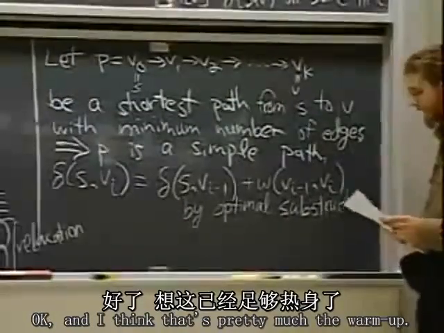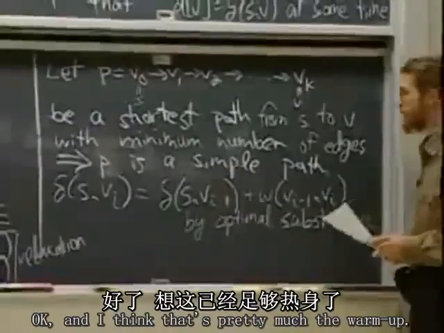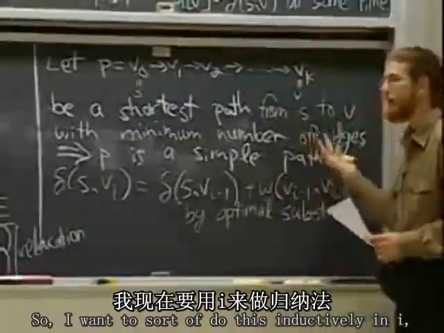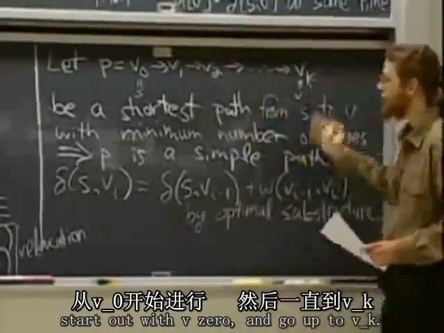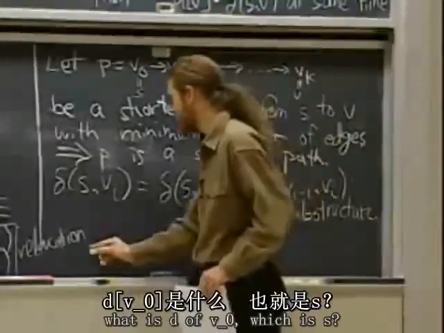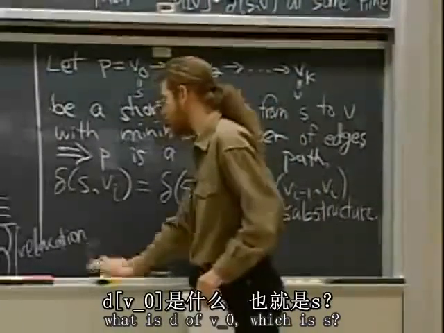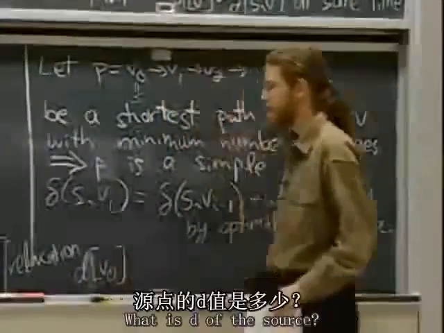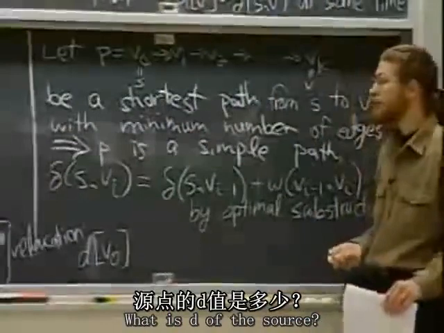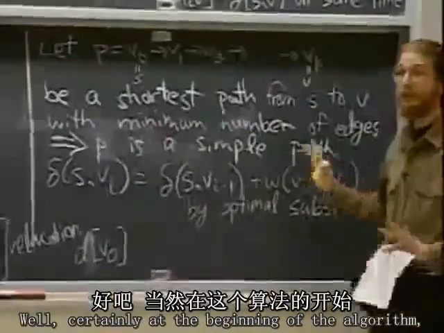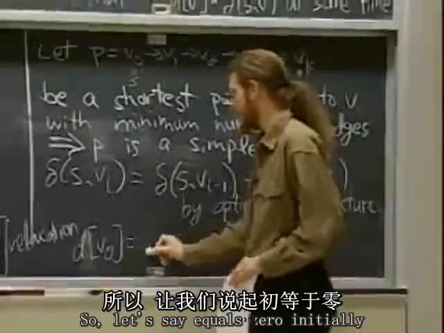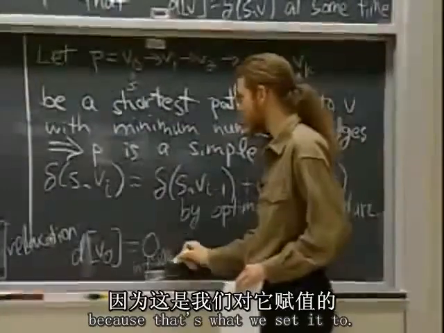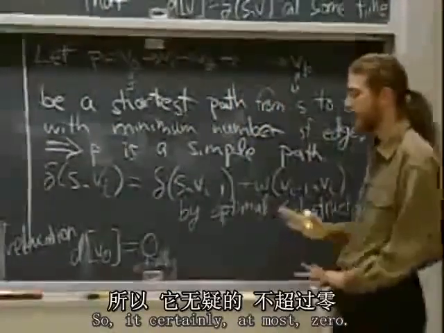Okay, and I think that's pretty much the warm-up. So I want to do this inductively in i, start out with v0 and go up to vk. So the first question is, what is d of v0, which is s? What is d of the source? Well, certainly at the beginning of the algorithm it's 0, because that's what we set it to, and it only goes down from there, so certainly at most 0.